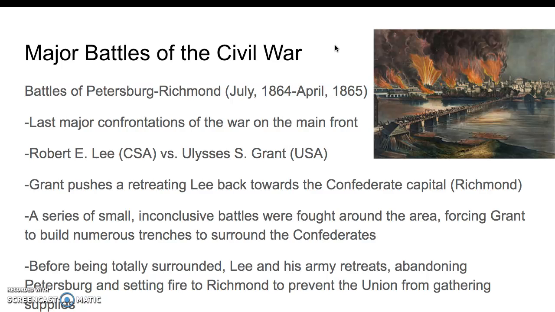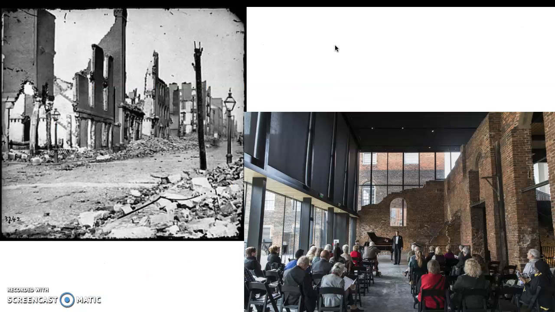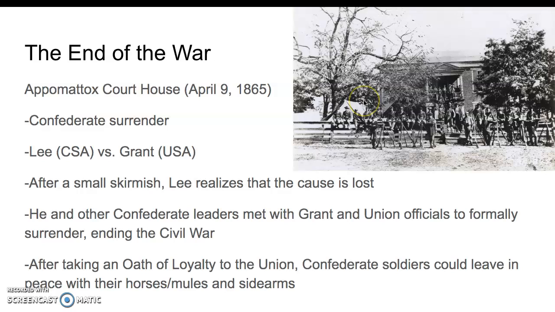Before being totally surrounded, Lee and his army retreat, abandoning Petersburg and setting fire to Richmond to prevent the Union from gathering supplies. That's what Richmond looked like afterwards, and this is actually the same building, just turned into a little mini concert hall, which I think is really cool.